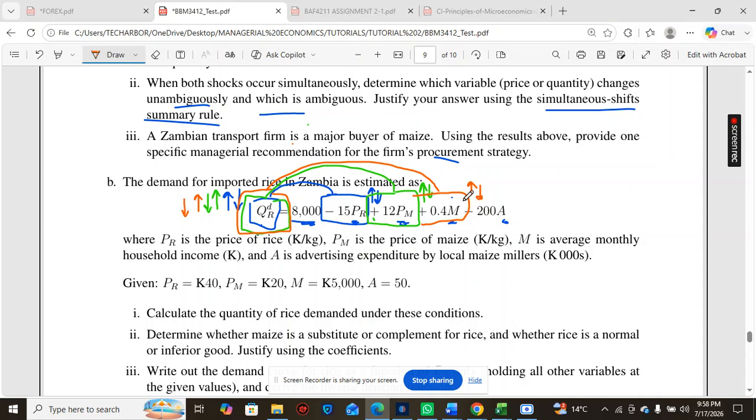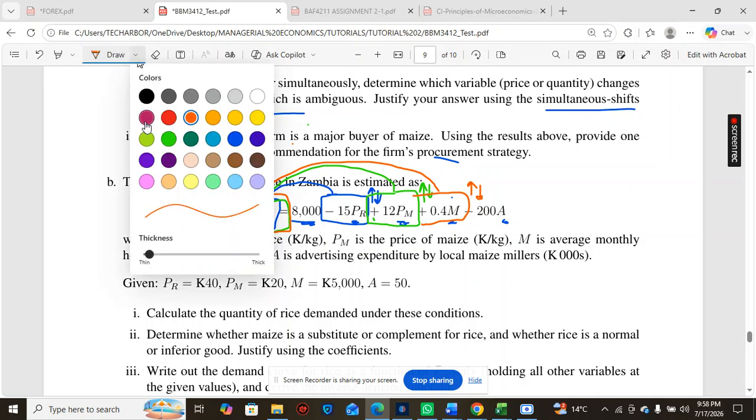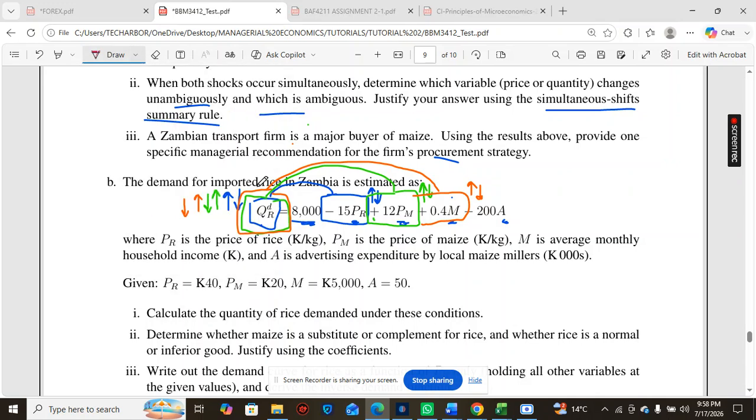Then finally, the relationship between quantity demanded of rice and advertising. There's a minus sign here, meaning if advertising goes up, surprisingly, the quantity demanded of rice is going to go down. And if advertising goes down, the quantity demanded of rice is going to go up. Imagine that, colleagues. Usually advertising should have a positive sign, but here it has a minus sign.